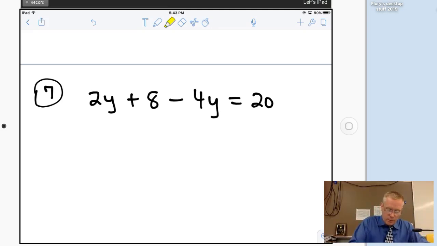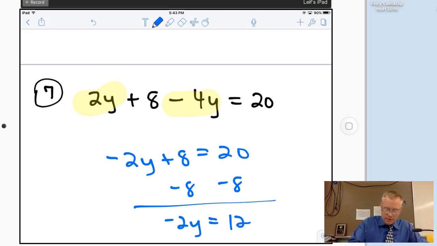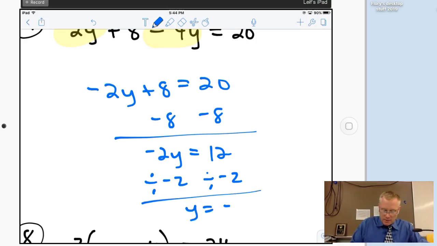So this one is one where I can combine like terms first, okay? Remember that 4y is negative, really. So it's negative 4y plus 2y is negative 2y plus 8 equals 20. And then I can subtract 8 from both sides, and I get negative 2y equals 12. And last but not least, I'll divide by negative 2, and I'll get y equals -6.